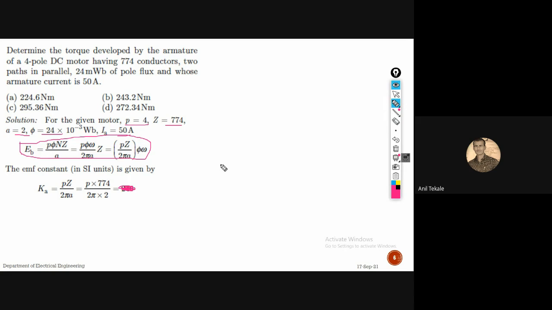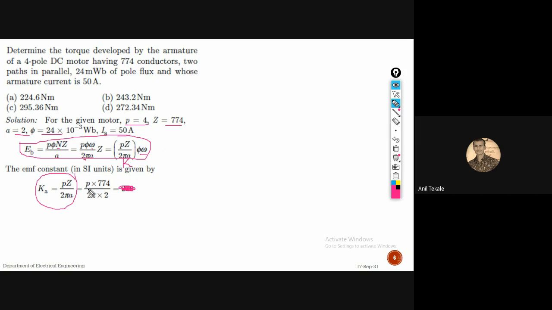Okay. So here we know that Eb is equal to PφZN divided by A. We can convert this N into omega, into radians, so that will be omega by 2π. So we will write PZ/2πA φ omega as it is. As we know, the constant EMF we have to calculate, that is Ka, is equal to PZ/2πA. So that is written as K.